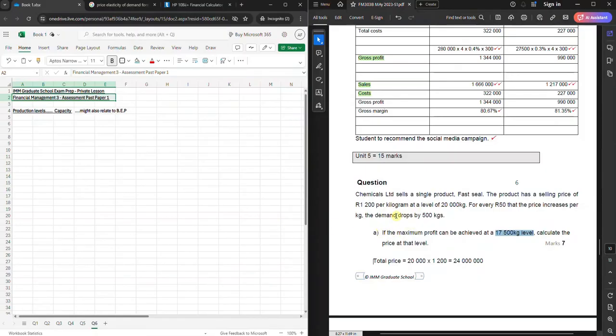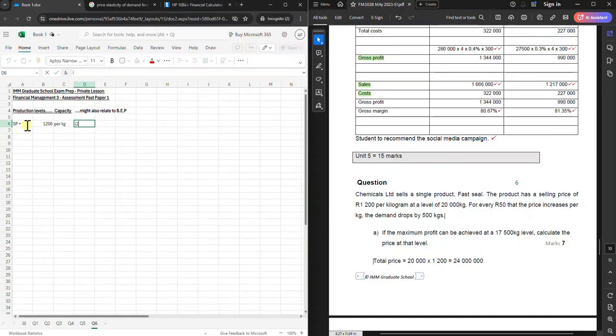Cool. Right. Okay, so now that you've got the context, which is good, now what do you have here? We have Chemicals Ltd, which sells a single product called Fast Seal. The product has a selling price of 1,200 Rand per kilogram at a level of 20,000 kilograms.